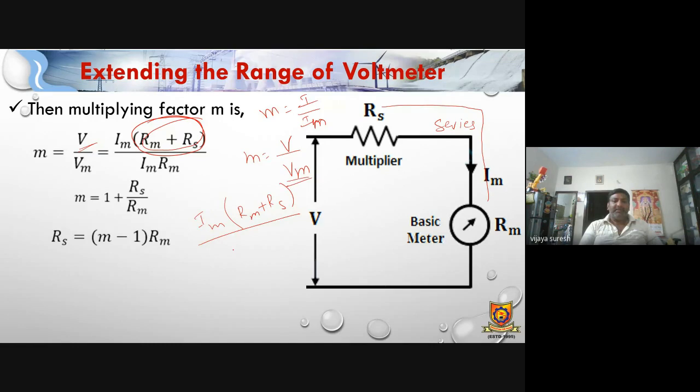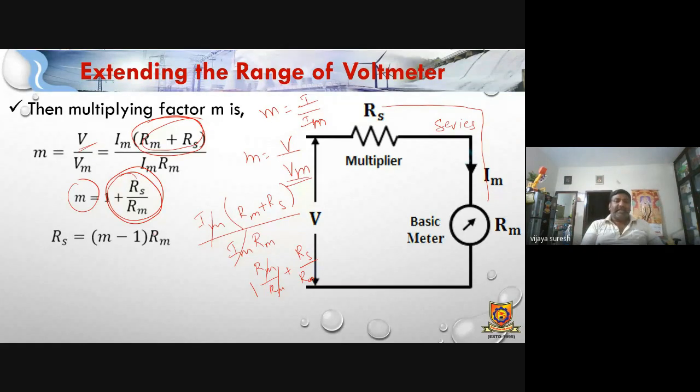Vm is nothing but the current Im flowing through the resistor whose resistance is Rm. So Im and Im will get cancelled. So Rm plus Rs divided by Rm. Now if you again divide, Rm by Rm will get cancelled, so it becomes 1. So 1 plus Rs by Rm. Nothing but m equal to 1 plus Rs by Rm. This is the multiplier value that we are going to use in a voltmeter.